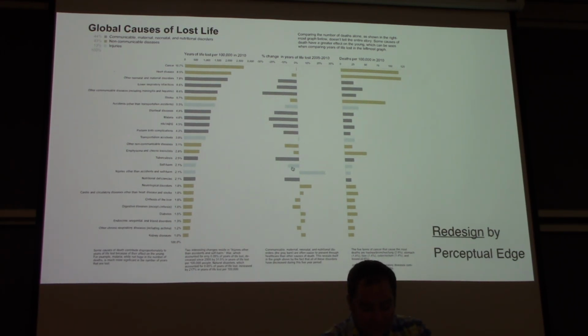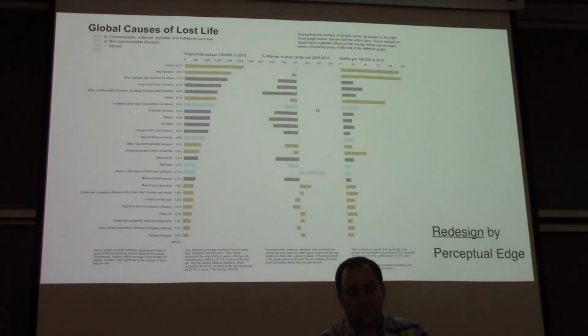Where do we have an increase? This is injuries other than accidents and self-harm. So there is an increase in years of life lost, and then we have an increase in neurological disorders, stroke, diabetes, and blood disorders.